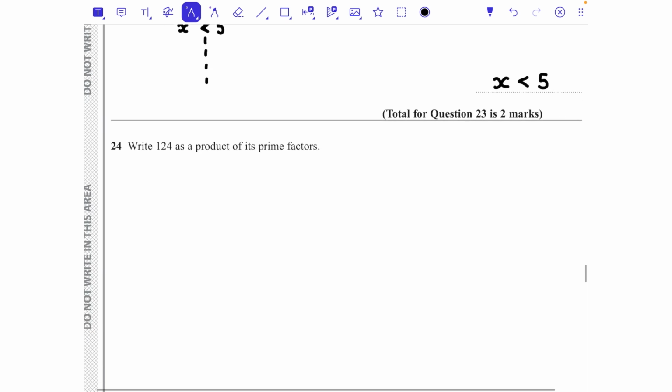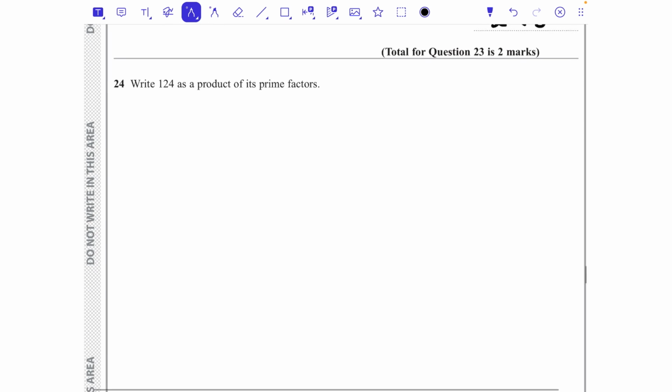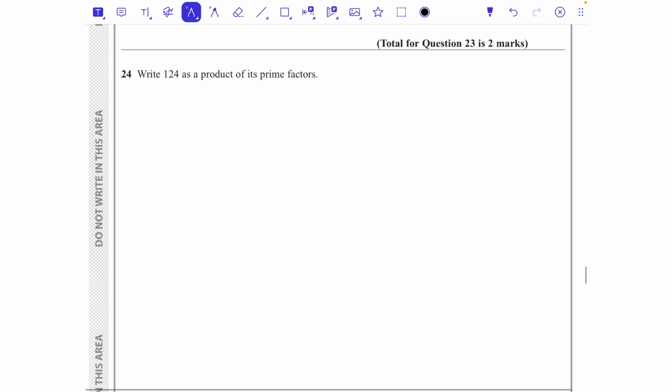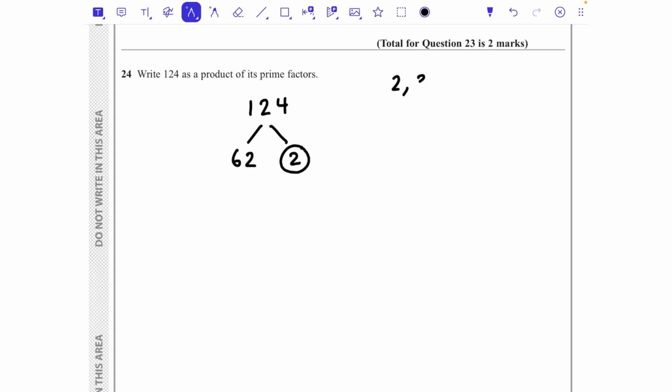Okay, question 24, write 124 as the product of its prime factors. Another really, really common non-calculator question. So 124, and we're going to split that up. So I'm going to go for 62 and 2. And if you get to a prime number, you circle it. A prime number, remember, is a number that's only in its own times table and the 1 times table. 2, 3, 5, 7, 11, 13, 17, and so on. So you can only divide them by themselves and 1 to give a whole number answer.